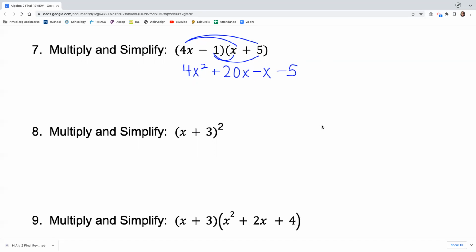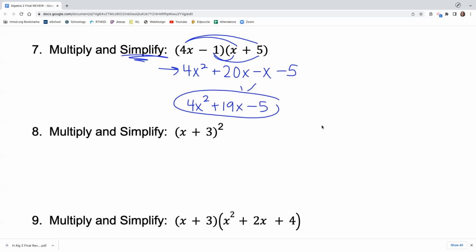Be careful in the final because it's very possible that this answer is one of the 4 choices, but this is not simplified. We can combine these like terms here and subtract 20x minus x and get a 19x, and that would be your final answer.